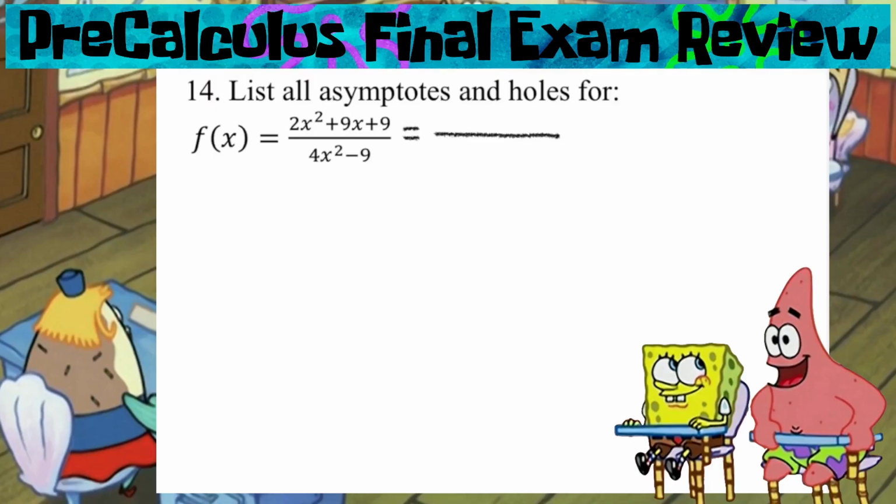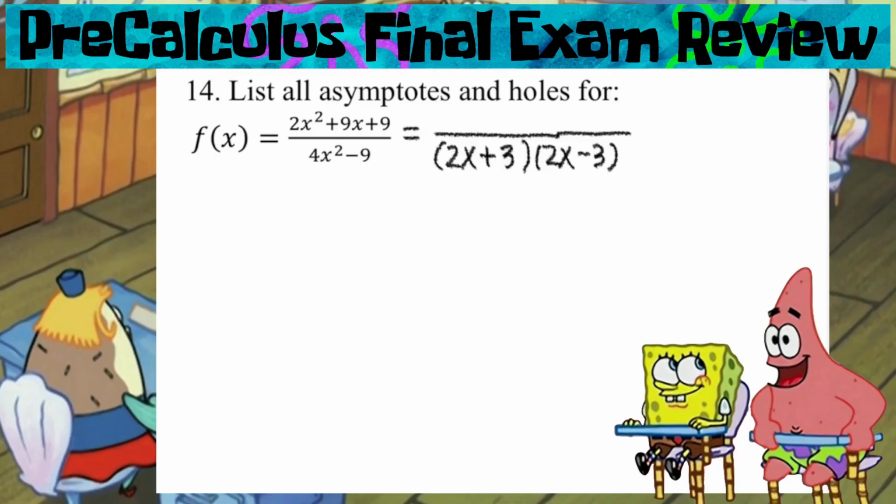The denominator is the difference of two squares, so that should be pretty easy to factor. It's 2x plus 3, 2x minus 3. If you don't know how to factor that, you're probably not a pre-calc student, if I'm being honest. Probably not in algebra yet. So why are you watching this?